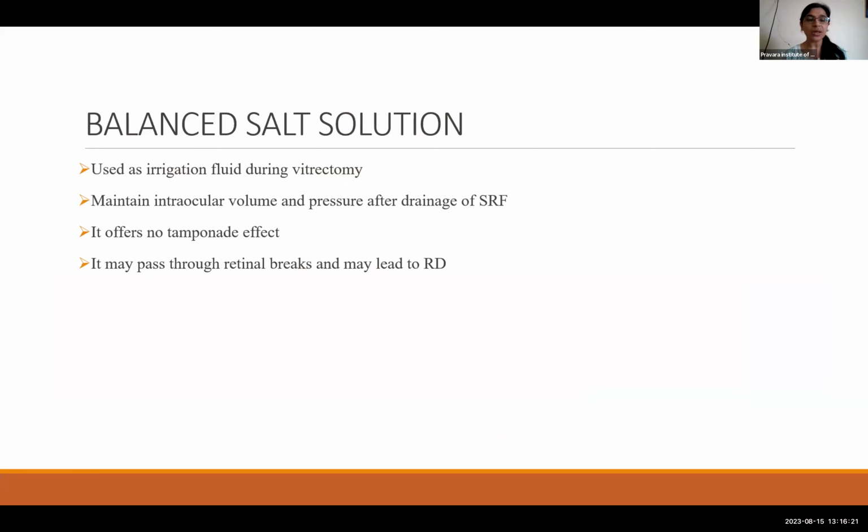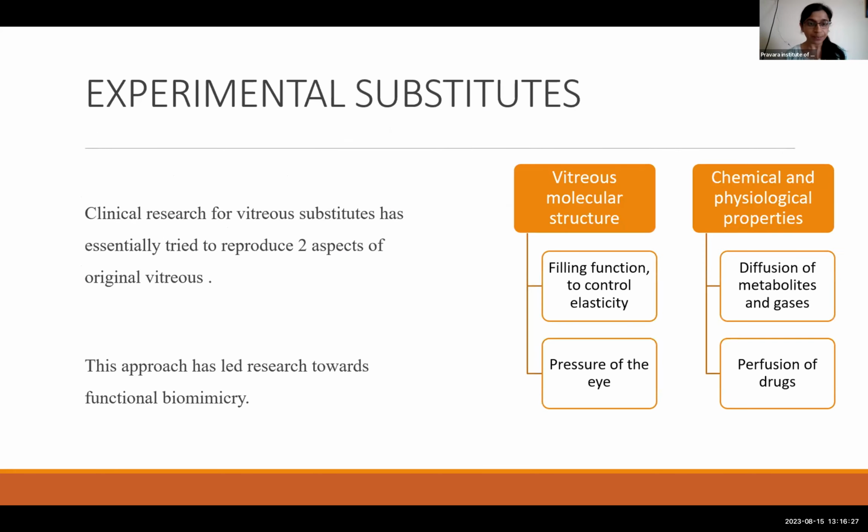Balanced salt solution is used as an irrigating fluid. It maintains the intraocular volume and pressure, but offers no tamponade effect. Experimental substitutes. Clinical research for vitreous substitutes has essentially tried to reproduce two aspects of the original vitreous: the molecular structure and the chemical and physiological properties. This approach has led research towards functional biomimicry.